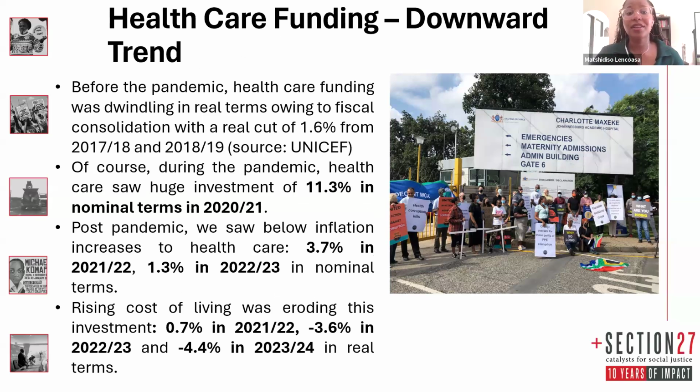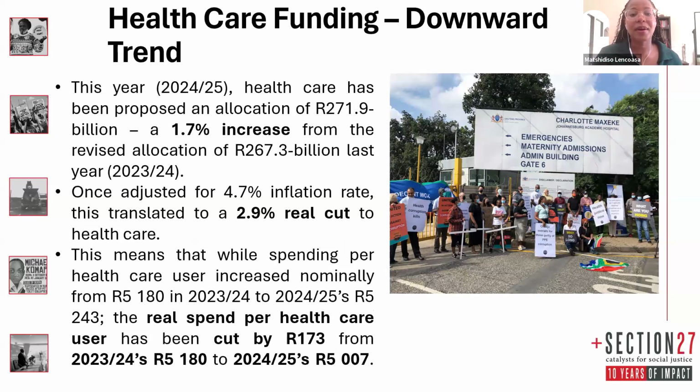Then, of course, there was a spike during the pandemic because resources were redirected to overcoming the pandemic, rightfully so. But since then, we're seeing budget cuts. So in real terms, after accounting for inflation, the real investment in 2022/2023 has been cut by 3.6%. And then last year it was cut by 4.4%. And this year, the healthcare budget has been cut in real terms by 2.9%. So there's less money available to adequately fund staff and the healthcare system.